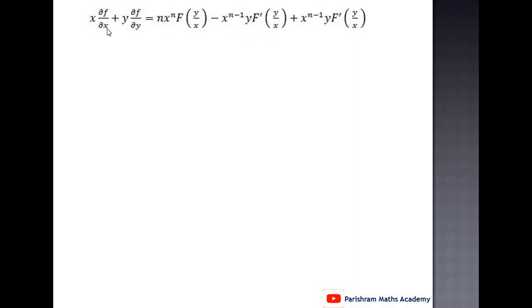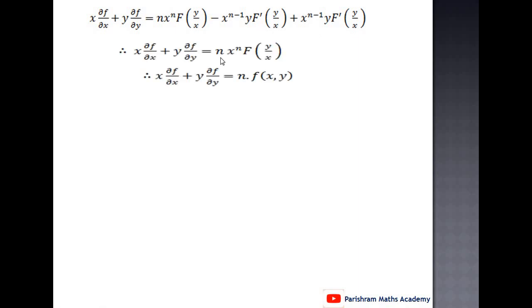This value of x into ∂f/∂x is from equation number 1, plus from equation number 2, y into ∂f/∂y is nothing but x raised to n minus 1 into y into f dash of y upon x. Second and third term cancel, and therefore it is equal to n into x raised to n into f of y upon x. But n into x raised to n into f of y upon x is nothing but small f of x comma y. And therefore x into ∂f/∂x plus y into ∂f/∂y equal to n into f of x comma y.